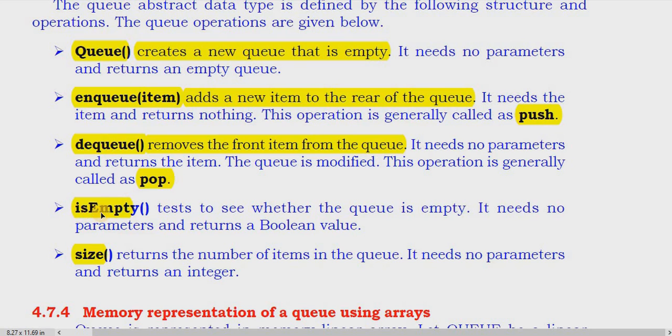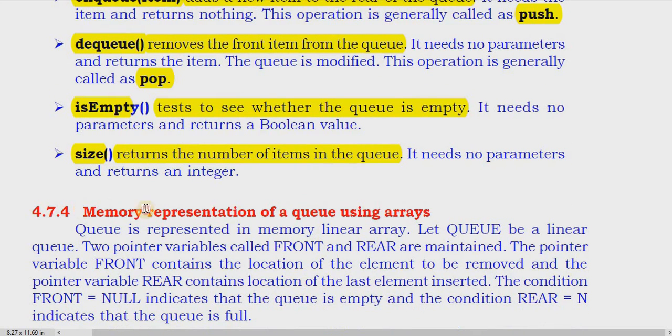So next, is empty operation. What is is empty? The is empty operation is used to test whether the queue is empty or not. Then last, the size operation. It will return the number of items in the queue. The size operation is used to find how many items are stored in the queue.